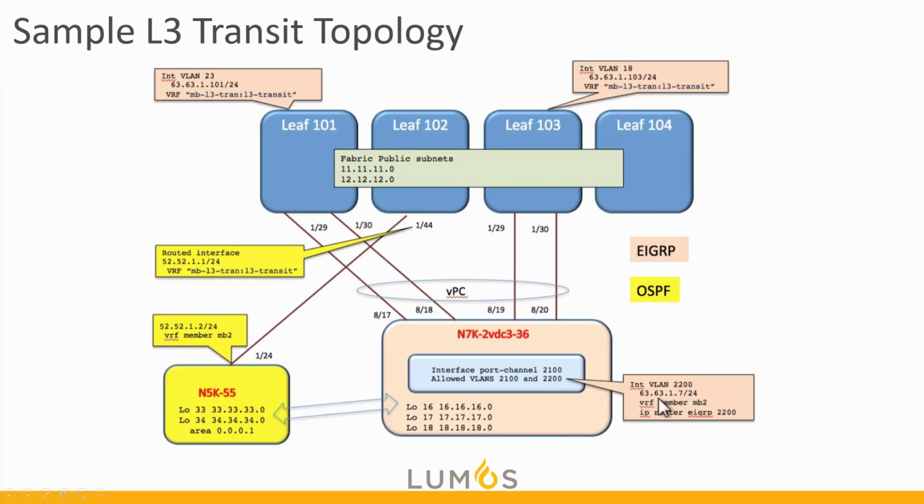Okay, so we have our IP address set up. It's on the same network, 63.63.1.0/24. And we're going to be advertising loopbacks. So we have 16.16.16, 17.17.17, and 18.18.18, all .0. And for the time being, all /24. We may change that in a little bit. Okay, so that's our EIGRP setup.